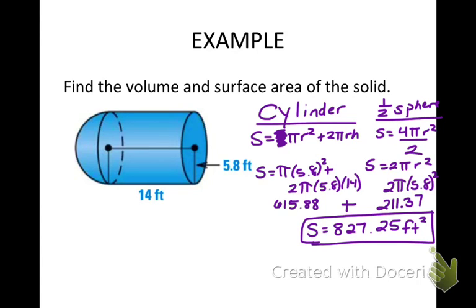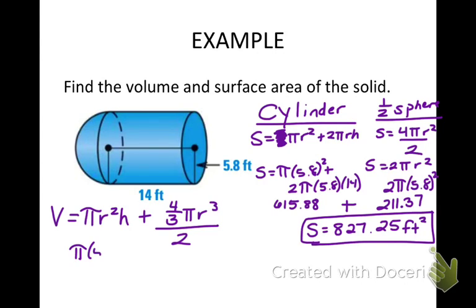All right, now I gotta do volume. Volume's a little bit easier because you don't have to eliminate anything, so I'm not eliminating space. So my volume for a cylinder is pi r squared h. And I'm going to add to it the volume of half a sphere. So 4/3 pi r cubed, and then cut that in half. So now just plug everything in. So pi times 5.8 squared times 14 plus 4/3 pi times 5.8 cubed, cut in half.